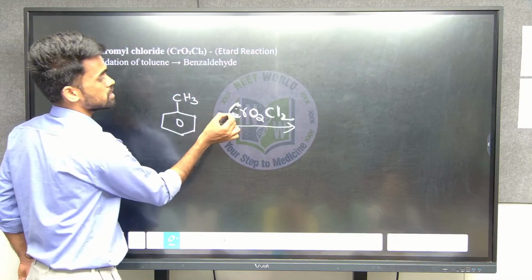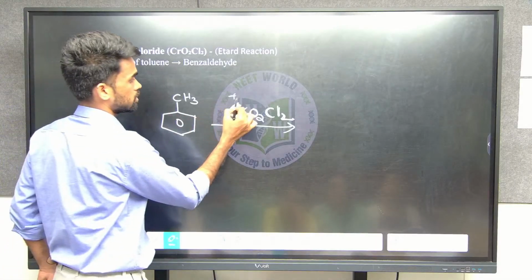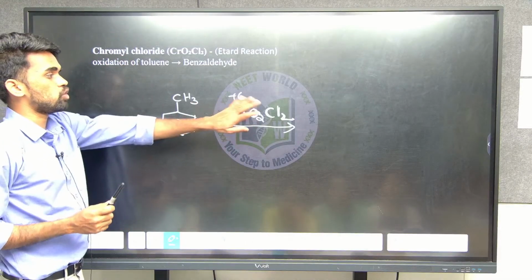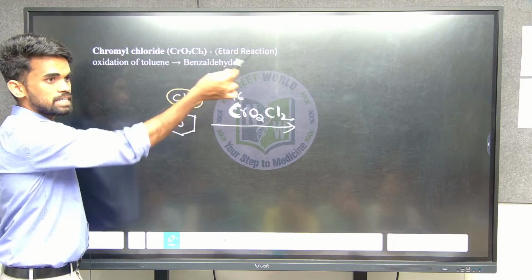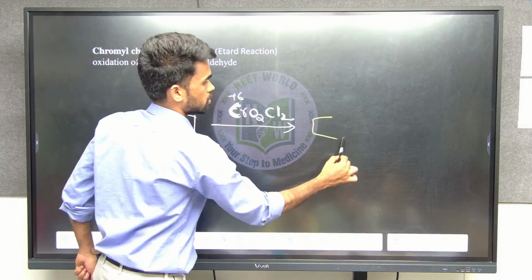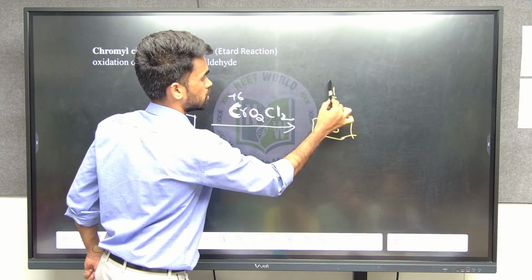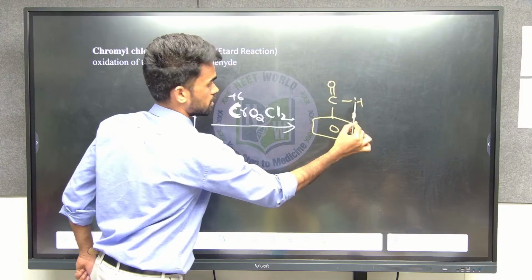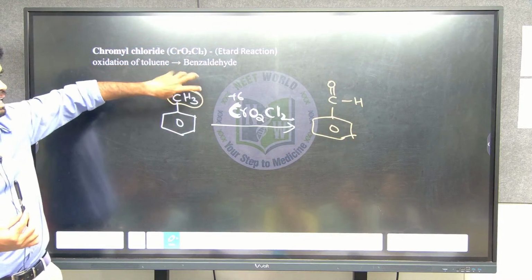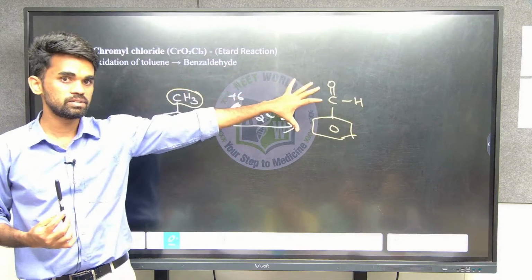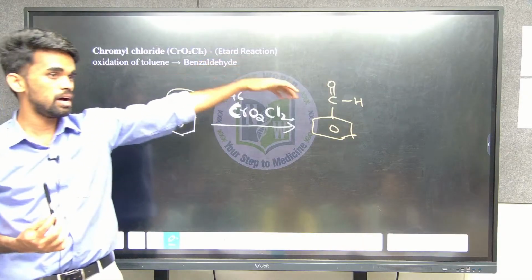What is the oxidation state of chromium here? Check once. +6. Okay. So this chromyl chloride converts the alkyl group to the oxidized product. Oxidized product means you just add one oxygen on that, like this. So what is it doing? Chromyl chloride converts alkyl benzenes to aldehydes.